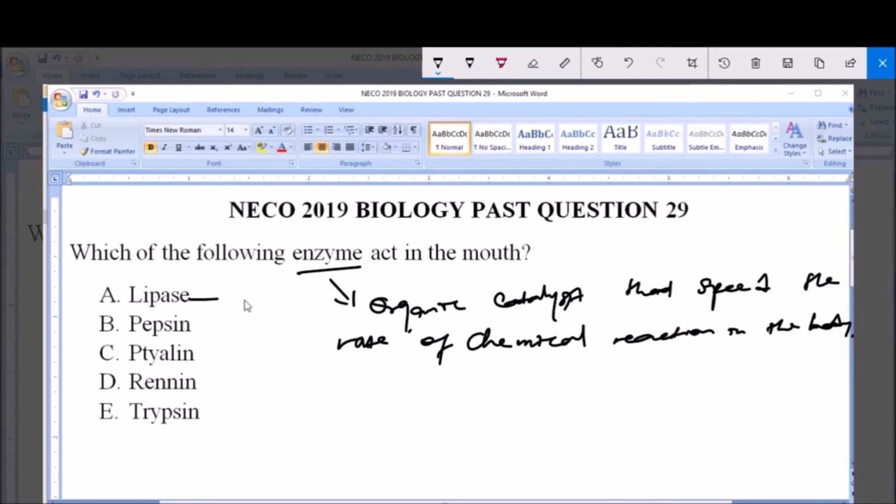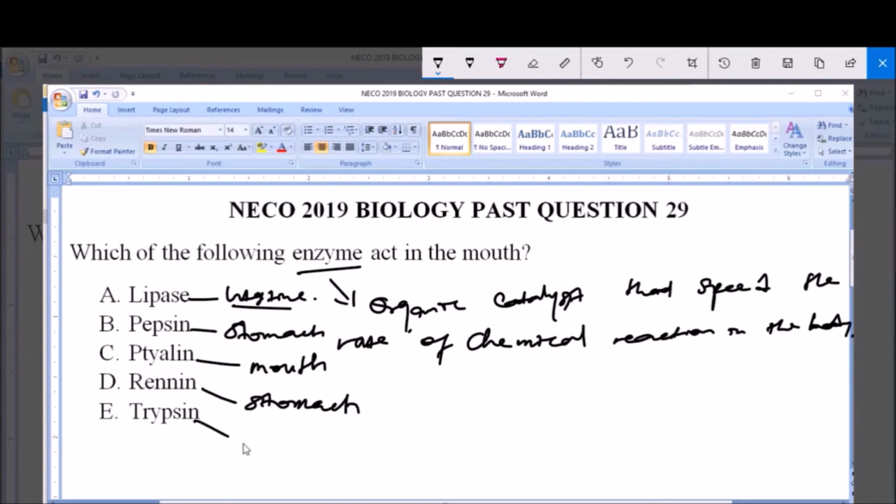Option A says lipase. Lipase is an enzyme that acts on fats, and you find this lipase in the small intestine. Now pepsin is an enzyme that acts on protein, and you find pepsin in the stomach. Enzyme ptyalin acts on cooked carbohydrates, and you find it in the salivary gland present in the mouth. Renin is an enzyme that acts on proteins in milk, and it is found mostly in babies, in the stomach.